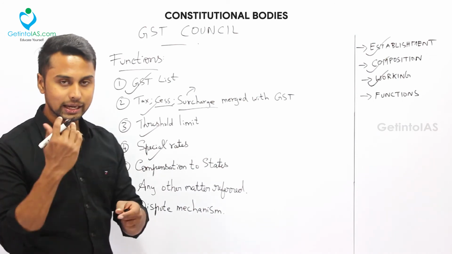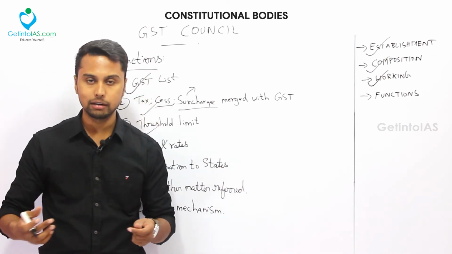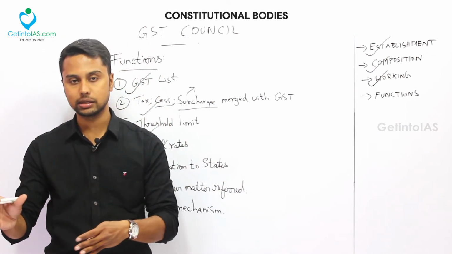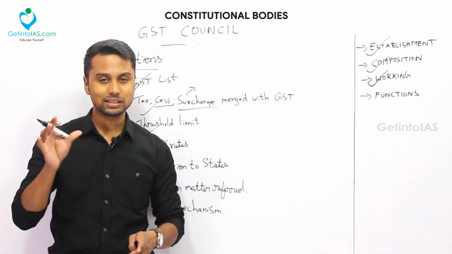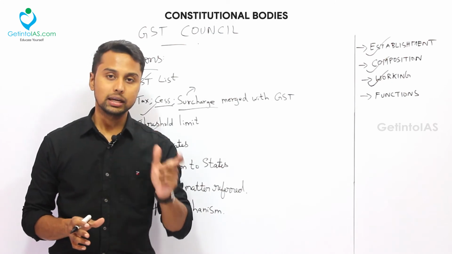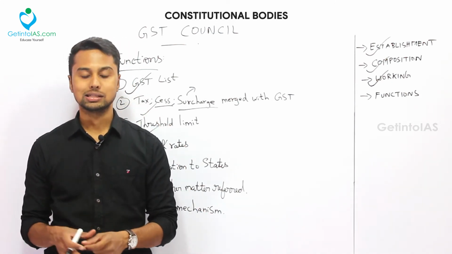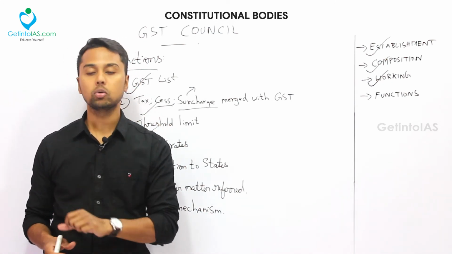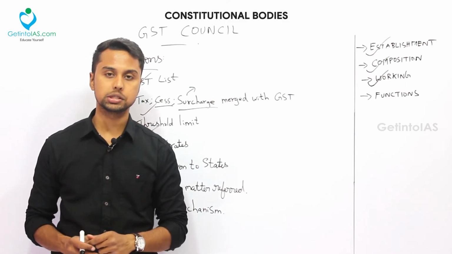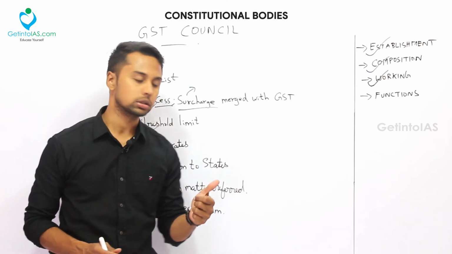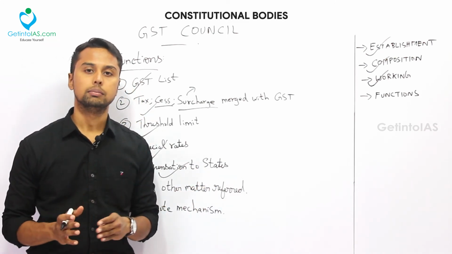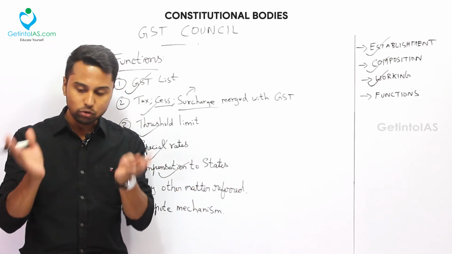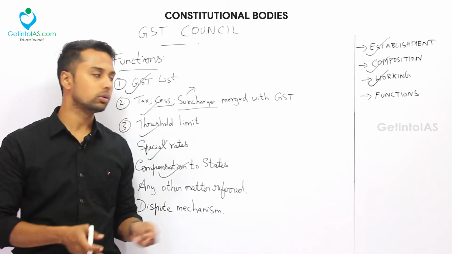See, the states have been following a regular tax pattern, and when you are changing that entire tax pattern, obviously there is a financial burden for the states. To compensate that financial burden, the central government has to give some compensation to the states. What is that compensation? What is that amount? What is the principle involved in that compensation mechanism? That is discussed by this council. That is one important function. And any other matter referred by the central government involving this GST is also referred to this GST council.